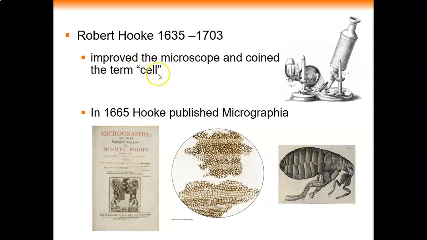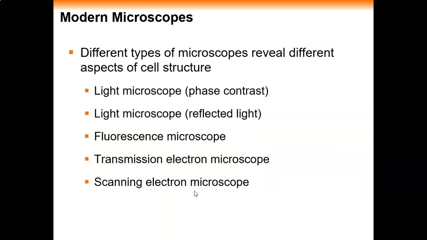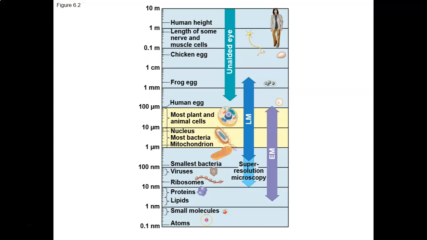Robert Hooke, he's the one that made the term cell for describing these little boxes or structures that he was looking at. Your textbook goes a lot more in depth into different microscopes, and again in the PowerPoint slides that you're going to be working on. For here, I'm just going to leave it as different microscopes are needed to see different levels of resolution.